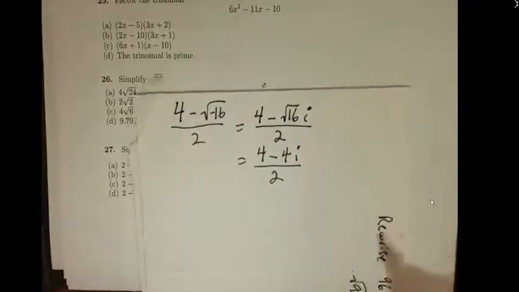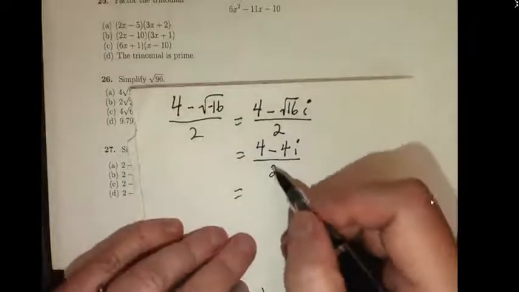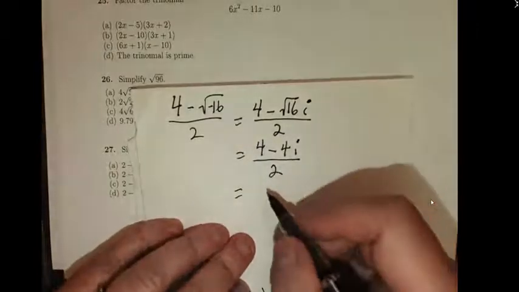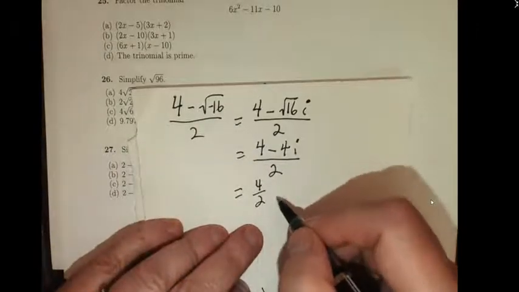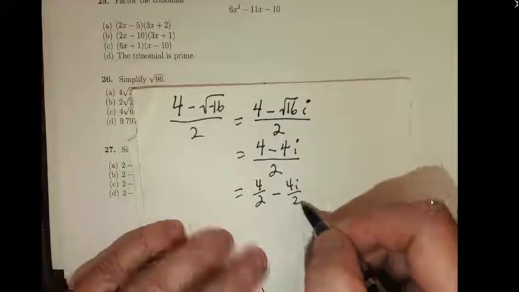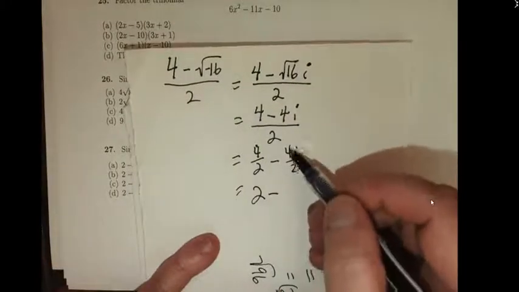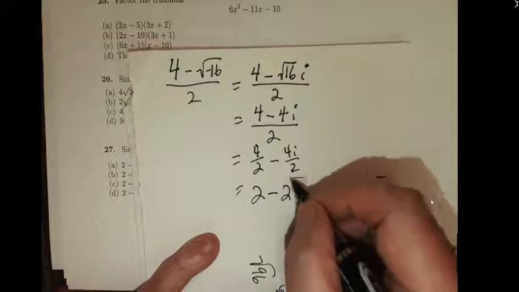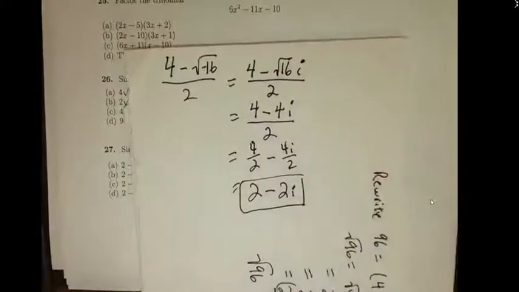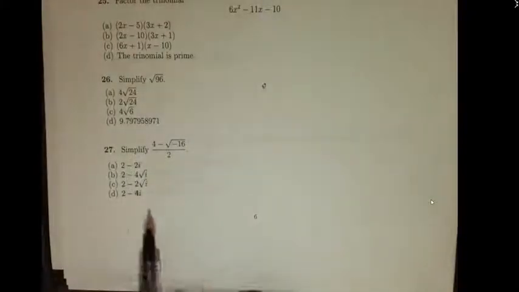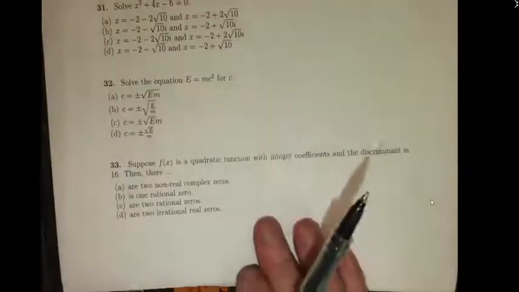And now you can split this up. There's only one thing in the denominator, so I can split it up like that. And so 4 divided by 2 is 2. 4 divided by 2 is 2. And so that's what we're going to get there. So 2 minus 2i is how that one will simplify.